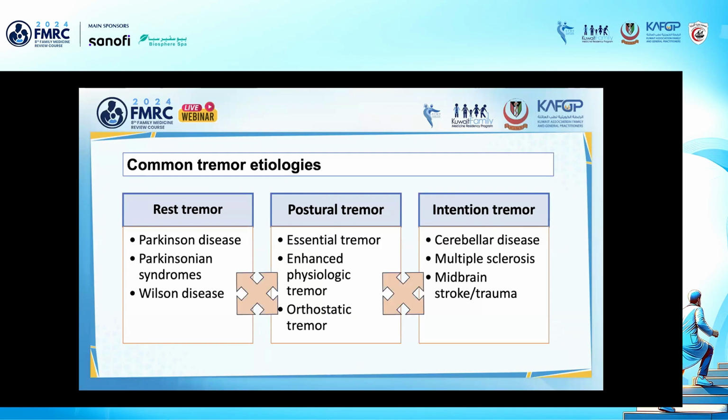It's important to mention that sometimes these tremors interchange, they intersect, and happen in both. So sometimes you'll have a Parkinson disease patient who would also have postural tremor, and also in those with severe essential tremors you will have also rest tremors, and also the same with cerebellar diseases. Sometimes they do have postural tremor.